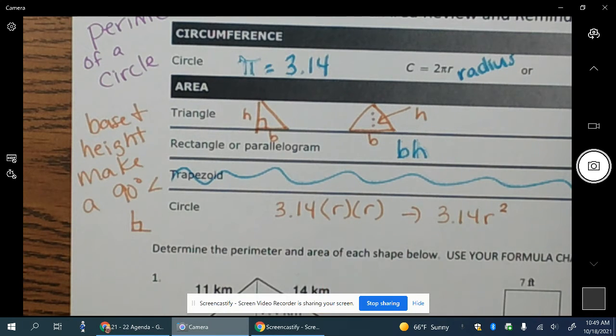In 7th grade, we wrote it out like this so you would remember it's radius times radius. 8th grade, use your calculator. Radius times radius squared. Okay? So this is all we're doing today. Very, very easy. Okay?